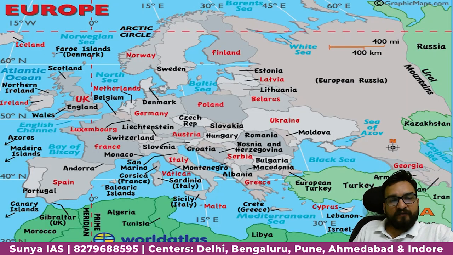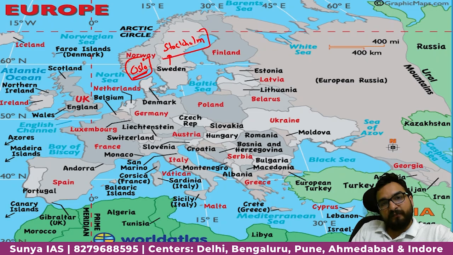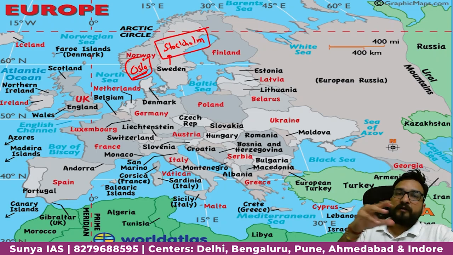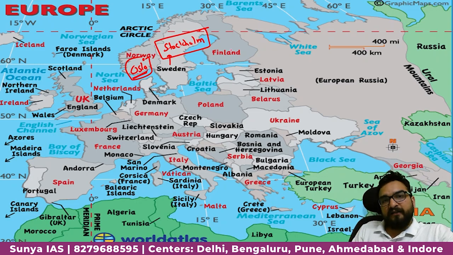You will see that Norway's capital is Oslo. I'll be telling you where it is situated. Sweden's capital is Stockholm, very important. You know that these are the countries which remain at the top in most of the world's development indicators, right? And in Finland, you will see Helsinki.